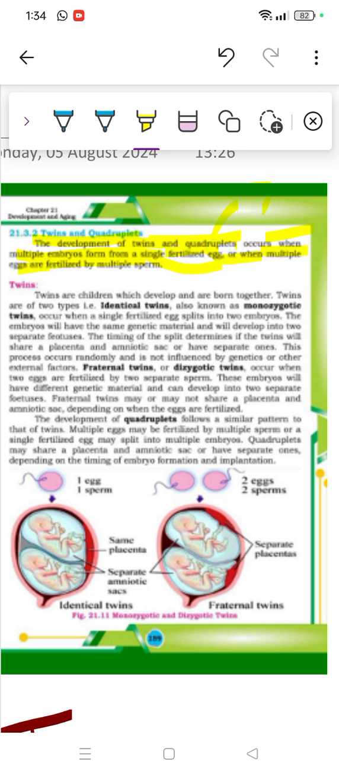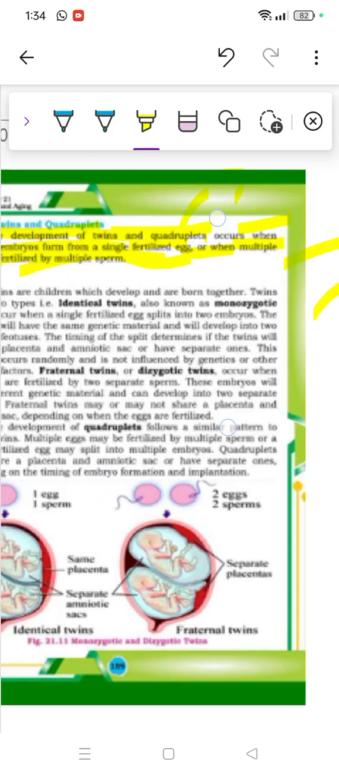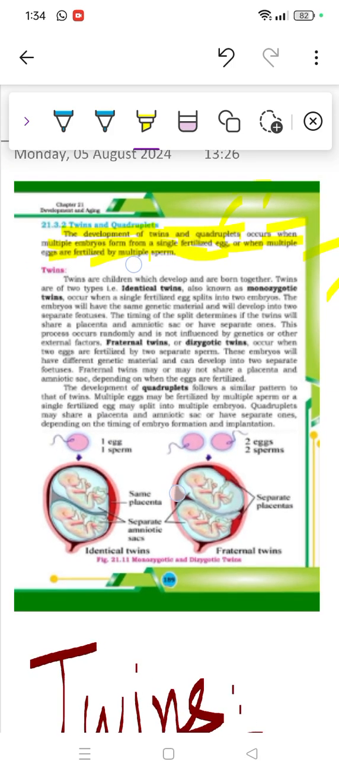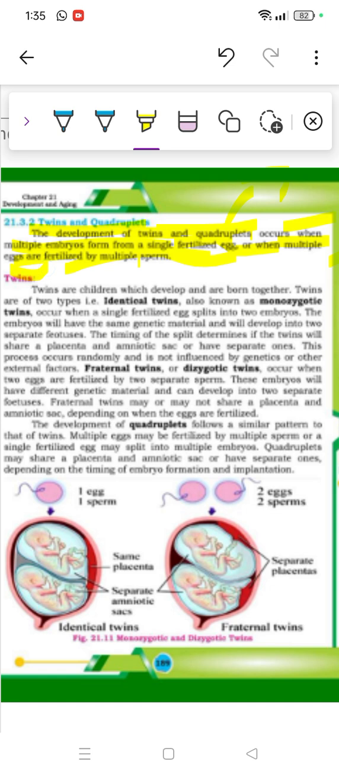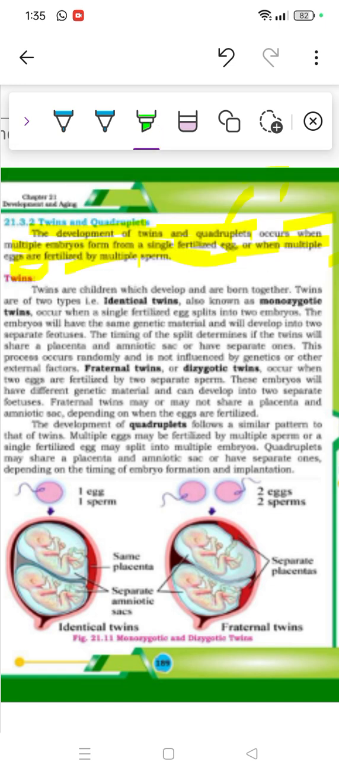are fertilized by multiple sperm. If this is the egg, it gets fertilized, then another egg is fertilized, something like that. This is called the dizygotic condition. I hope it will be clear. Then comes the twins, which is our topic. I hope you have gotten the main concept of how twins are formed.